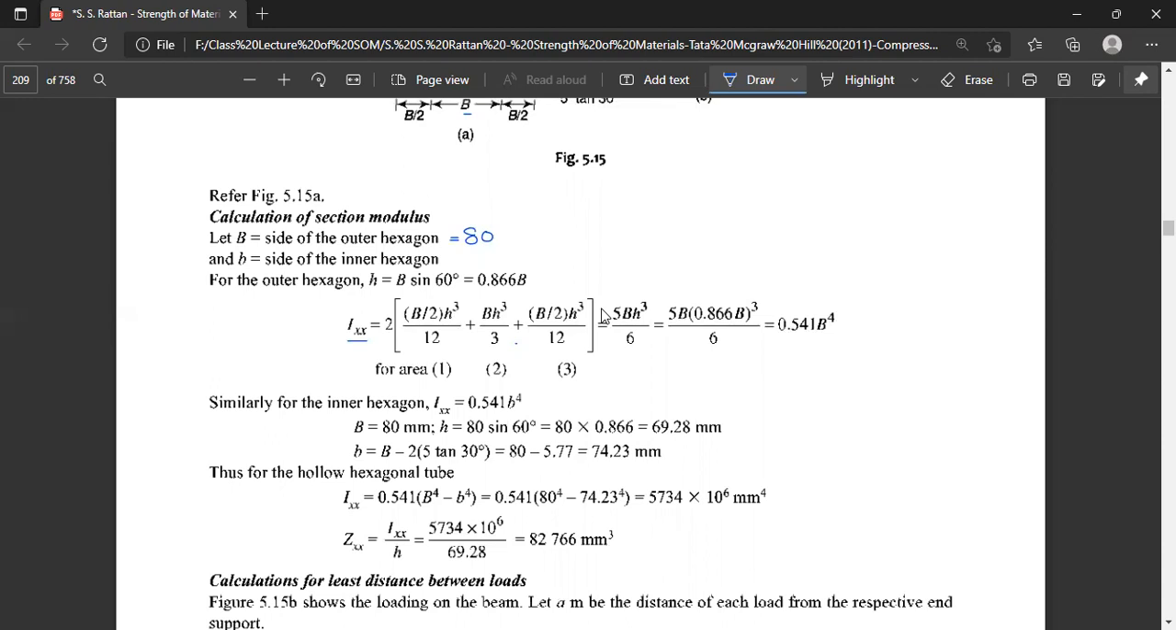This h is the distance of the maximum thread, that is the half of the width. That is 69.9, which is the width here, which is given by the constant b here. So it is 82.766 millimeter cube. That is the section modulus.